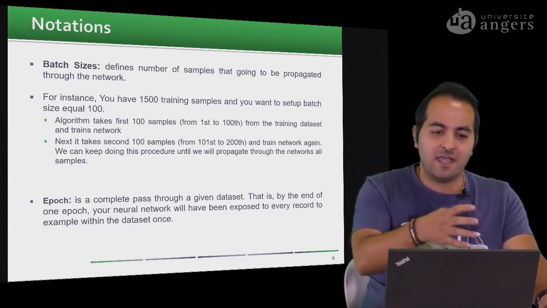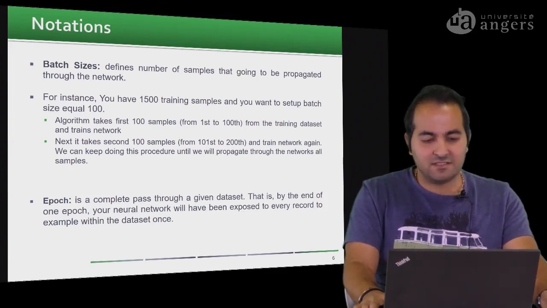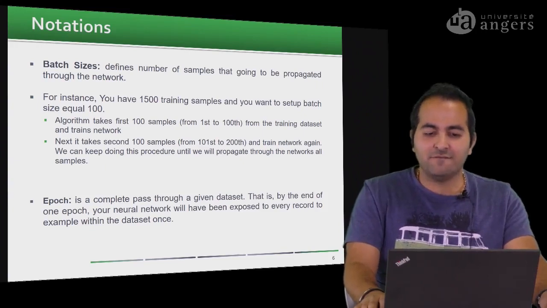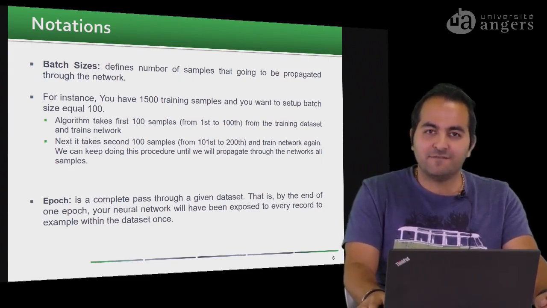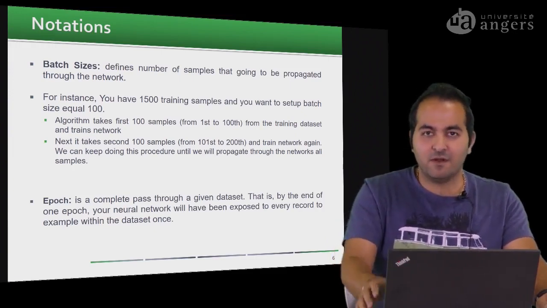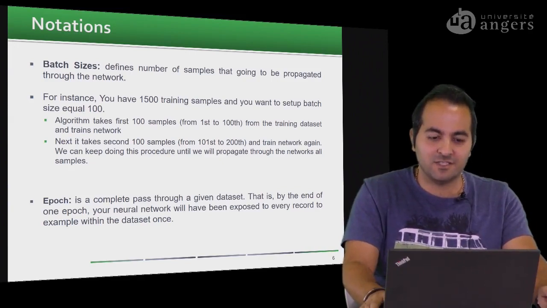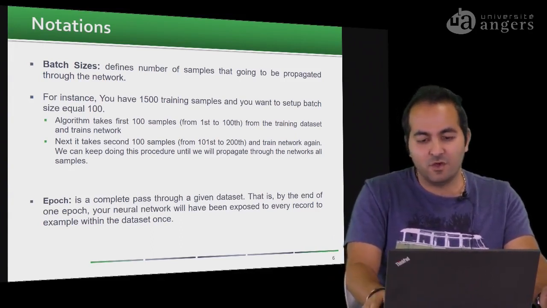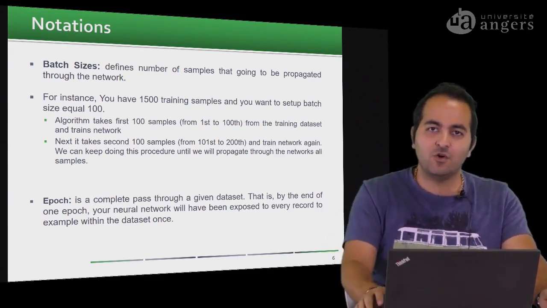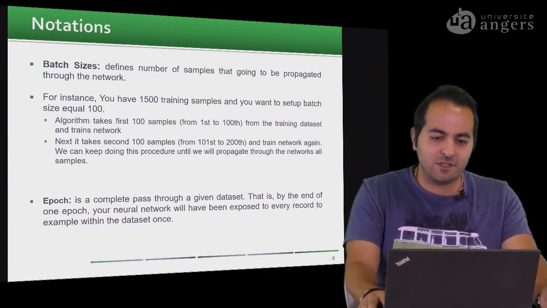So we send not just one image or one type of data to the network. We send a bunch of the data, and we call it batch size. That is the size of that batch. For example, if you have 1,500 training samples and you want to set up a batch size equal to 100, the algorithm takes the first 100 images or samples, from 1 to 100, from the training data set and trains the network based on these 100 images. And then you will send the next 100 images to your network, from 101 to 200, for example, and so on till the end of your training data. So it means that we should do this 15 times as you have 1,500 images.